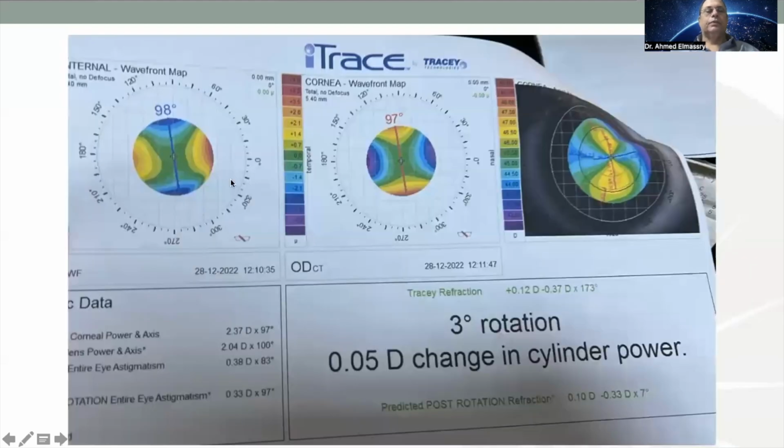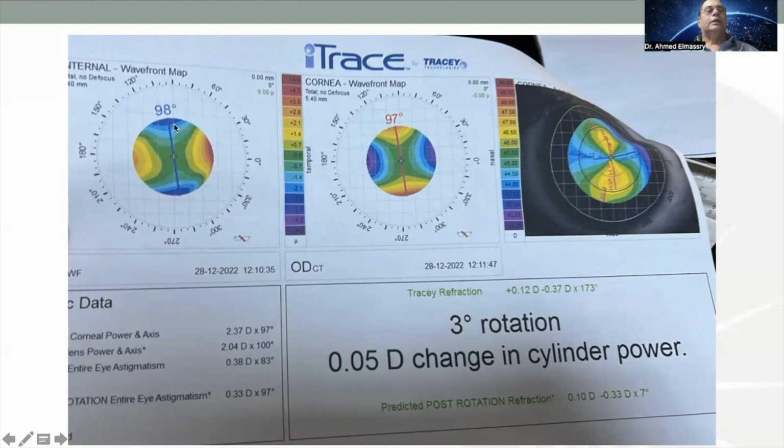to correct this high degree of astigmatism that had resulted from the rotation. This is my case from 2 days ago, where I did a toric ICL on the 28th of December, 2 days ago. And here the patient's target axis was 97 and the toric axis 98.